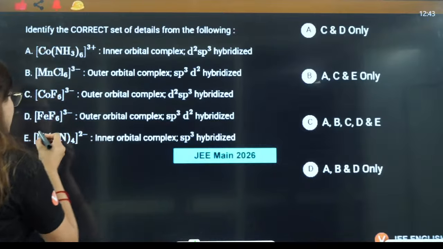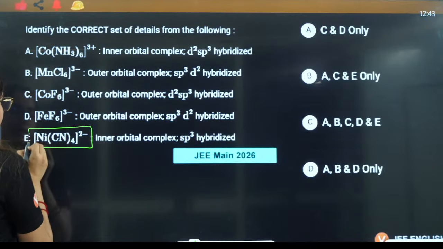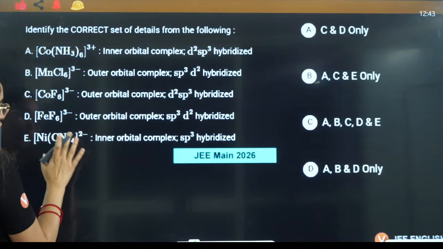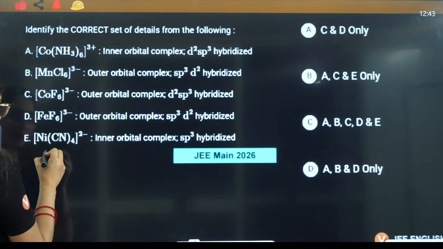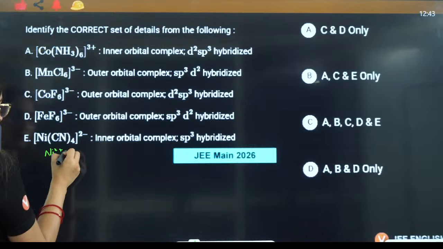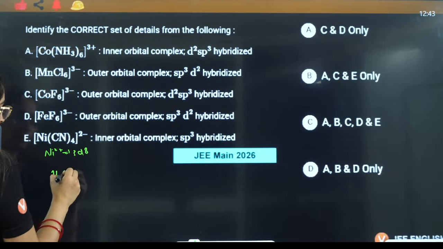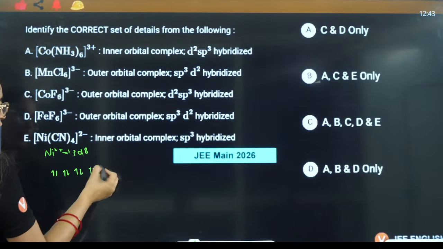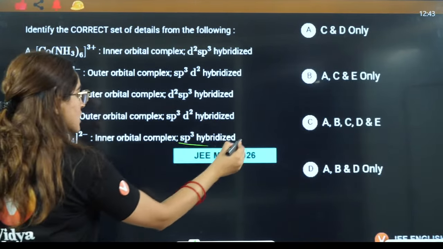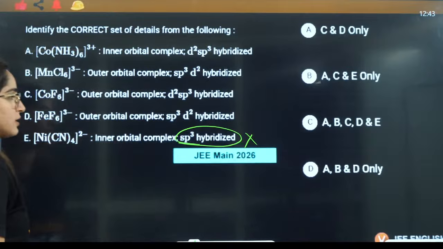See, firstly Ni(CN)4, I have done it, right? In Ni(CN)4 you had nickel 2 positive, that was 3d8. You had 1, 2, 3, 4, 5, 6, 7, 8. You have dsp2. So saying this is sp3 hybridized is incorrect. It was dsp2.